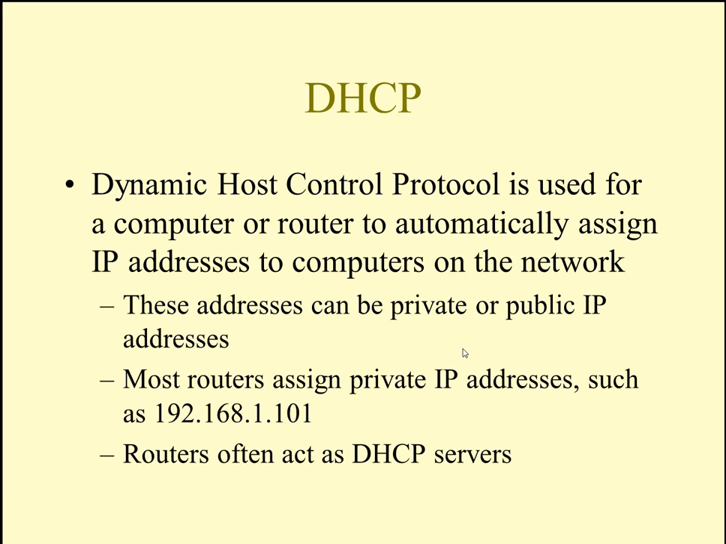Most DHCP servers will assign private IP addresses. Your routers at home that have DHCP enabled on them most likely are going to be assigning 192.168 IP addresses. You see here on campus on the wireless network we're assigning the Class B private IP addresses rather than the Class C private IP addresses.